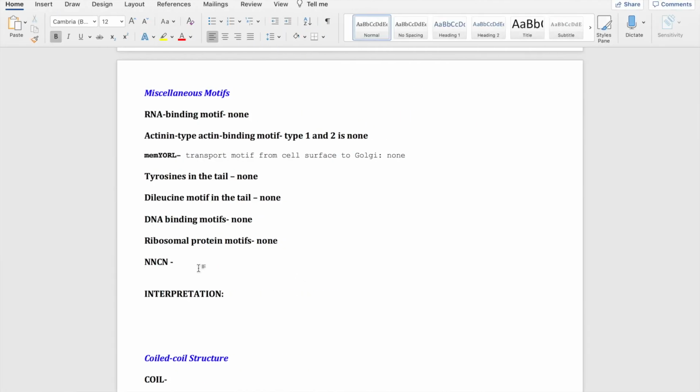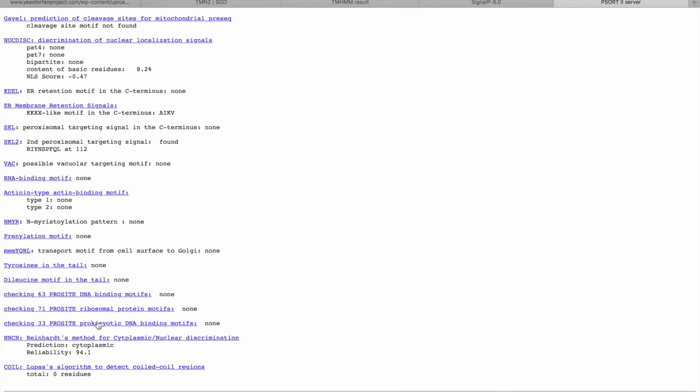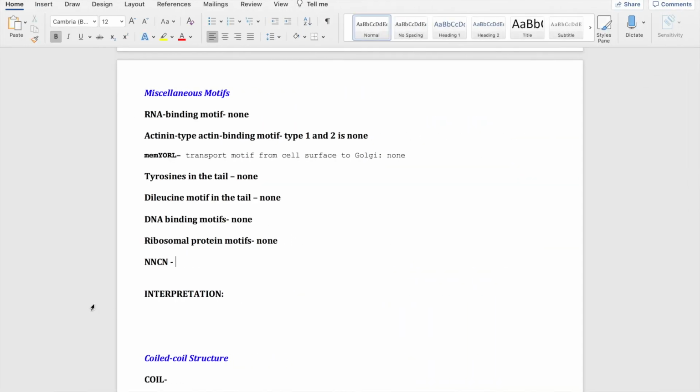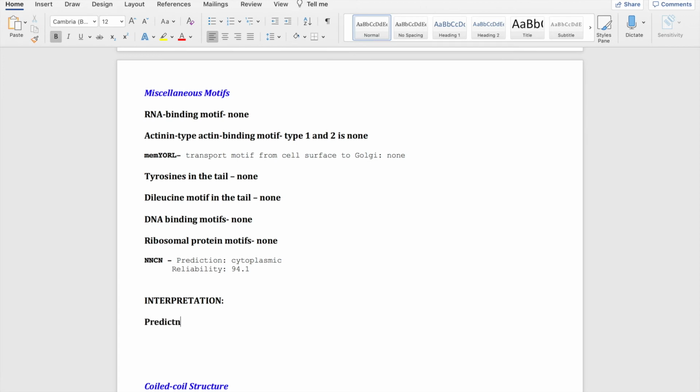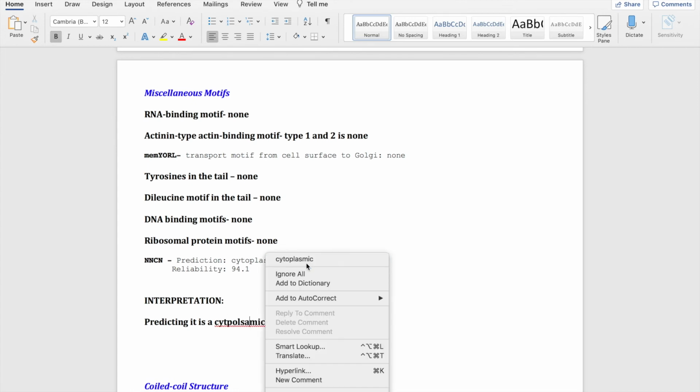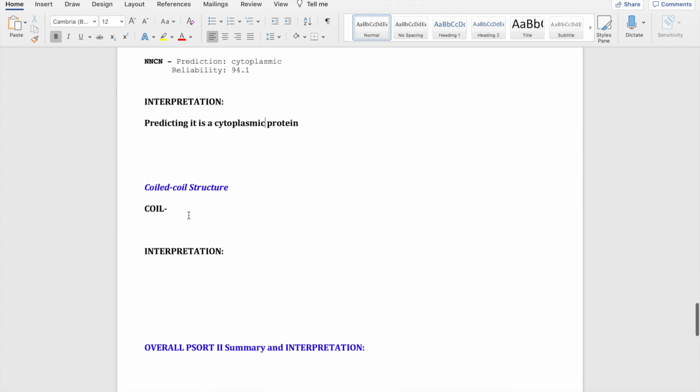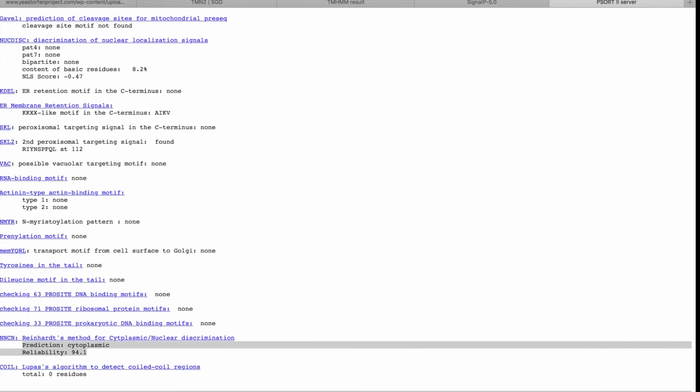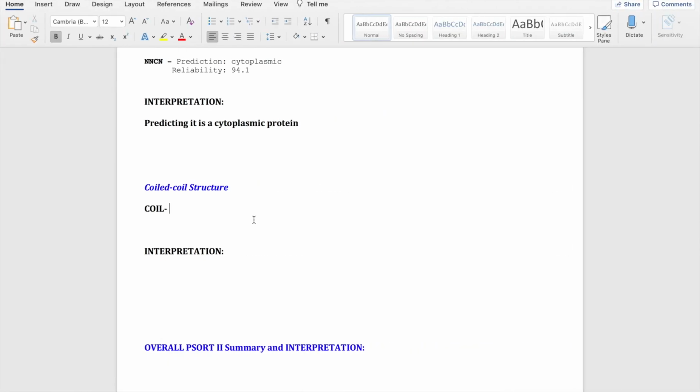And the NNCN prediction: cytoplasmic reliability 94.1. So for my interpretation, it's not going to be any of these things, but it might be a cytoplasmic protein. So for the coiled coil structure, coil is 0 residues, so it doesn't have a coiled structure.